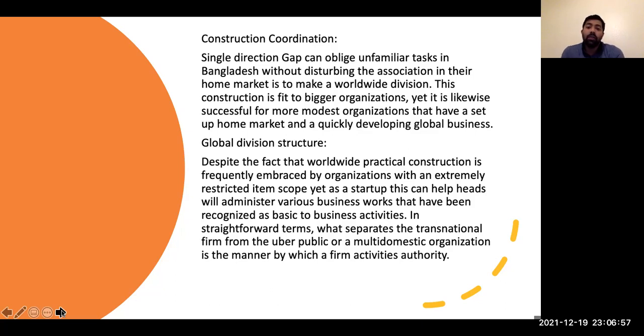And global division structure: although worldwide functional construction is frequently embraced by organizations with an extremely restricted item scope, as a setup this can help heads administer various business work that have been recognized as basic to business activities. In simple terms, what separates the transnational firm from the multi-domestic organization is the manner by which a firm's activities are governed.